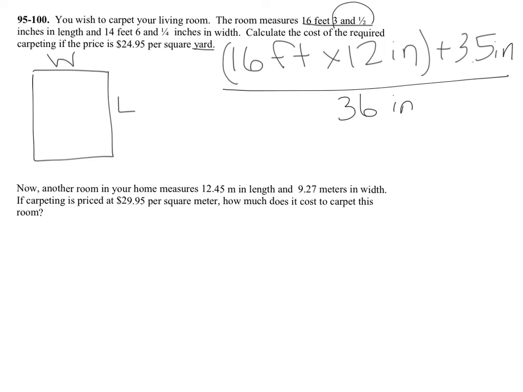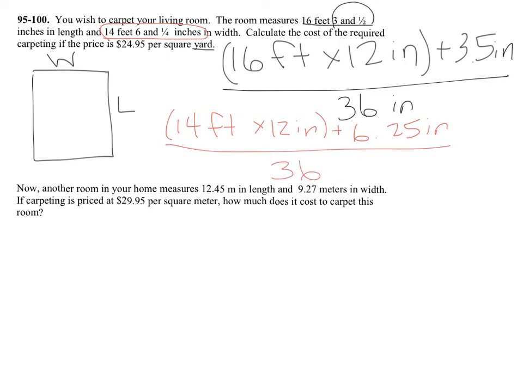You'll do the same thing for the second distance. So 14 feet times 12 inches plus 6.25 inches divided by 36 is going to give you some number of yards. That's your width. Then you have to do length times width. That's your area. Then times your dollar amount. It's a little bit complicated.